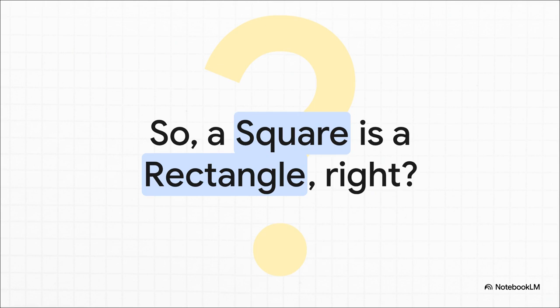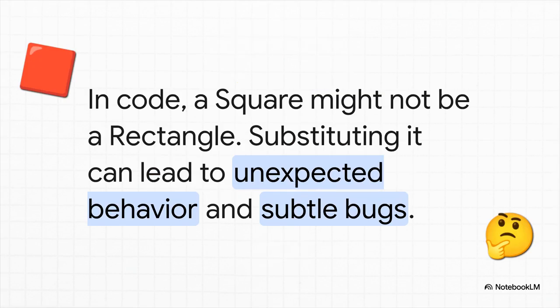So it seems like it would make perfect sense to have a square class be a child of a rectangle class in our code. But is that really a good idea? Well, in the world of code, this is actually a classic trap. It can cause total chaos.